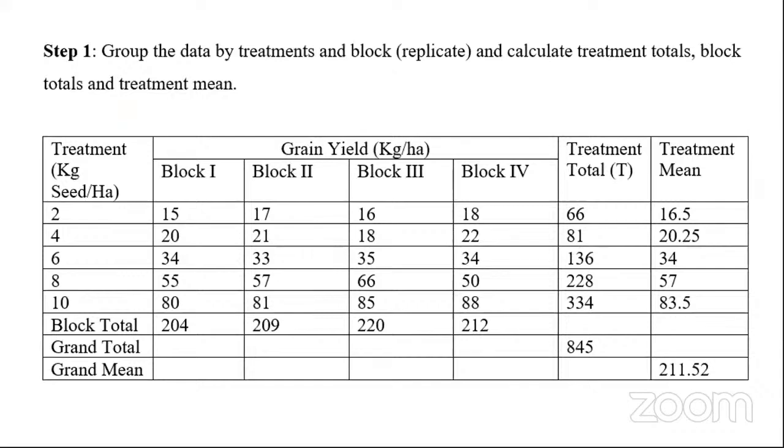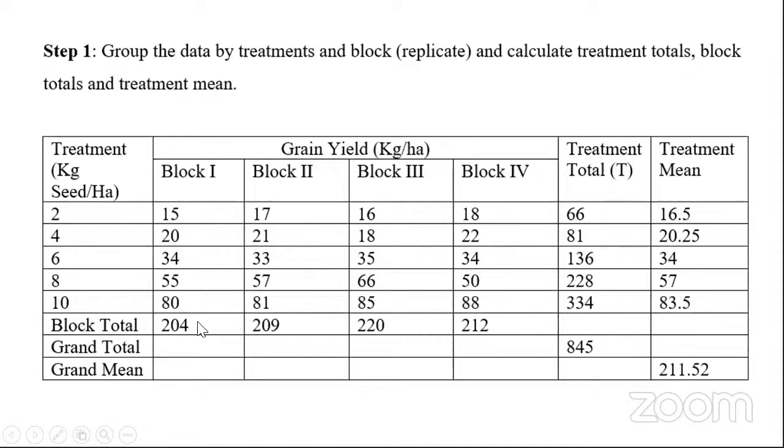Suppose we have such an experiment where there are 4 different replicate values. Block means replicate 1, replicate 2, replicate 3, and replicate 4. And we have given different treatments. So we have 5 different treatment levels: 2, 4, 6, 8, and 10. And this is the response.